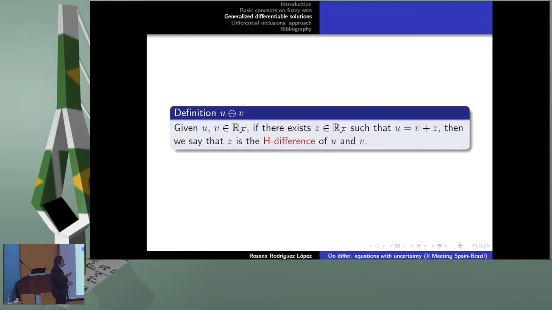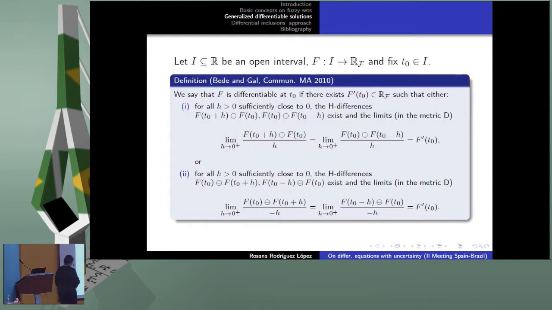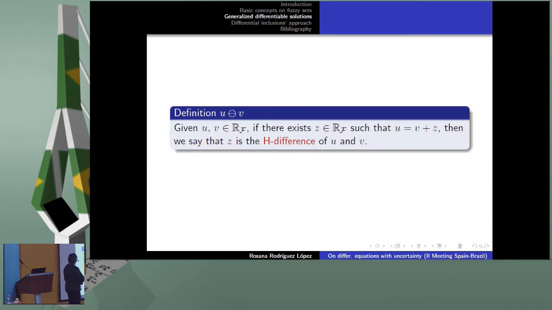So the first definition of difference considered is the H difference, which is very easy to construct if it exists. If you want to start with intervals, given two intervals A and B, if there is another interval Z such that the first one is the addition of B and Z, then you say that the H difference exists. This is a question of the length of the intervals. The existence of the H difference is just a question of the measure of the intervals.